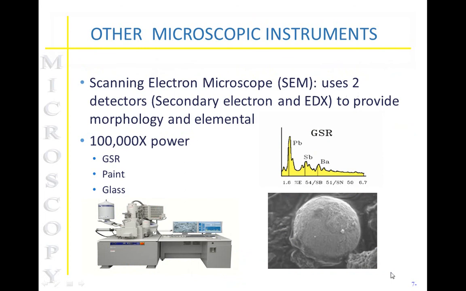Another specialized microscope is the scanning electron microscope, or SEM. Most scanning electron microscopes used in a forensic lab will have two different detectors on the instrument itself that will provide additional information to the analyst. The analyst is able to view the samples under a lot greater magnification than your average microscope, but then they can also determine elemental composition of the sample itself. Once again, this microscope is primarily used in the trace evidence section of the laboratory, and it's used on a lot of different small particles, gunshot residue, paint, and glass.